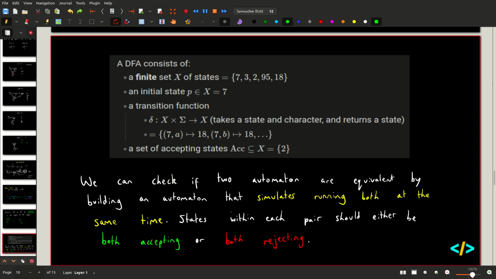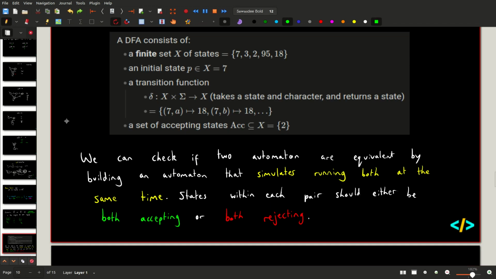And so we can check if two automaton are equivalent by building an automaton that simulates running both of them simultaneously at the same time. And so states within each pair should either be both accepting or both rejecting. Don't worry if that flew over your head. We're going to look into this in more detail. We're going to look at some examples and see exactly how we'd apply this.